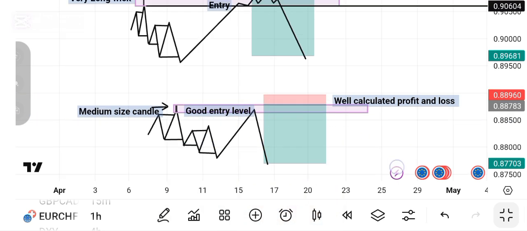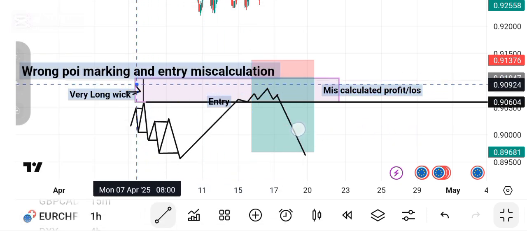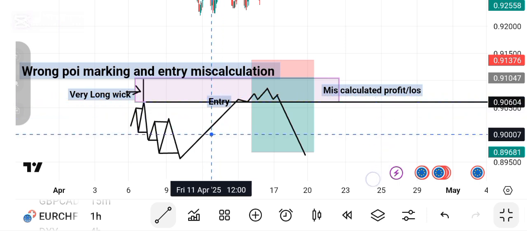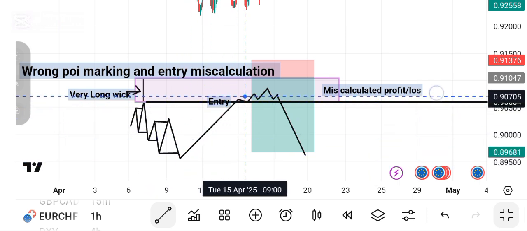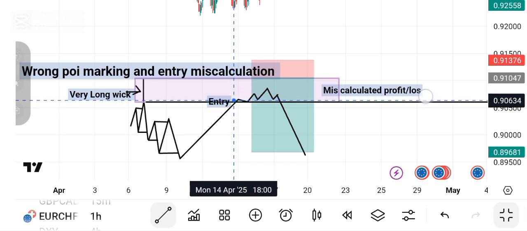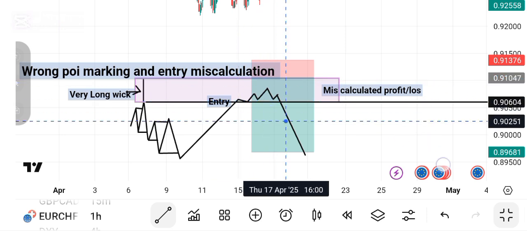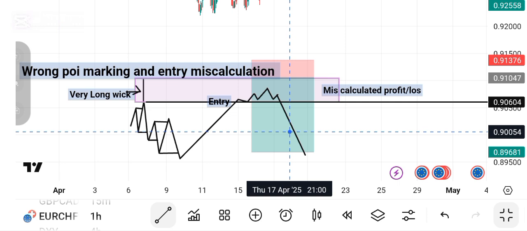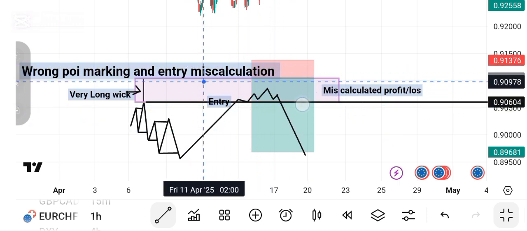And avoid this one, avoid this type of POI right here. Avoid it entirely, because when you expect price to come to this type of POI and price comes to the POI and you enter immediately, before it comes down and goes in your direction, you are already in a massive drawdown. So avoid this type of POI entirely.